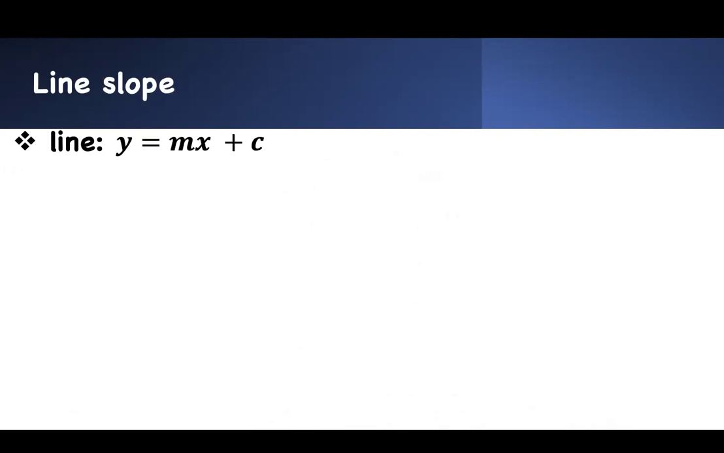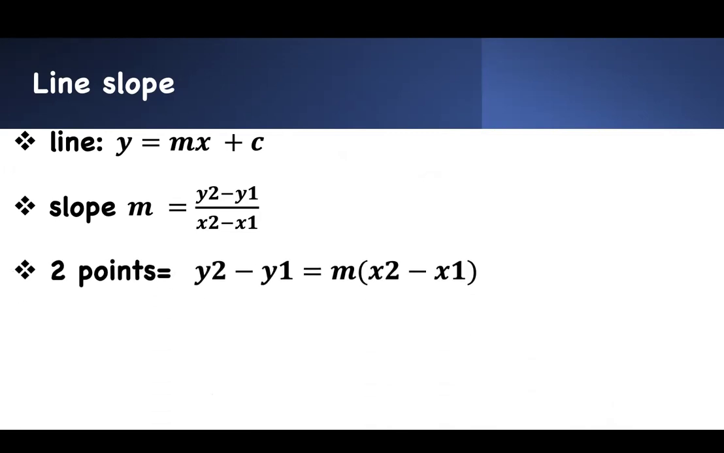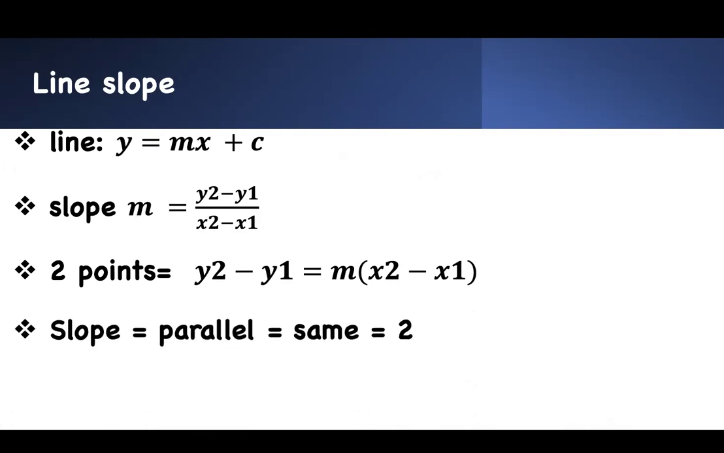Line slope is a straightforward one. Why? It has a slope, and it has to intersect something. This is what it looks like. M is the slope. C is the y-intercept, with every change of x. And the slope, another way to show it, is the change in the vertical axis over the change in the horizontal axis. That's all. You can just flip this to make it a point equation. y2 minus y1 equals m times x2 minus x1. That's the 2-point equation.